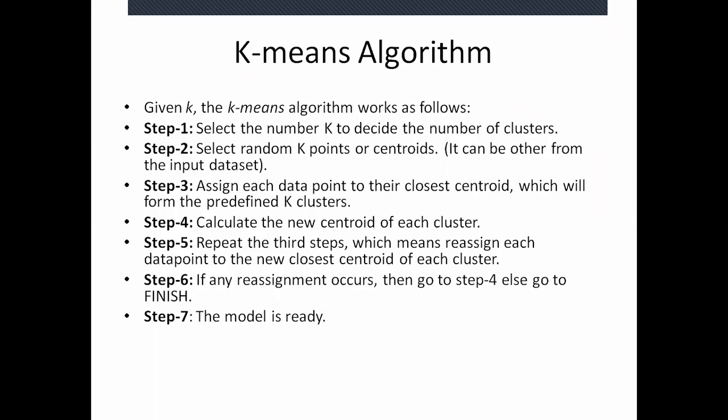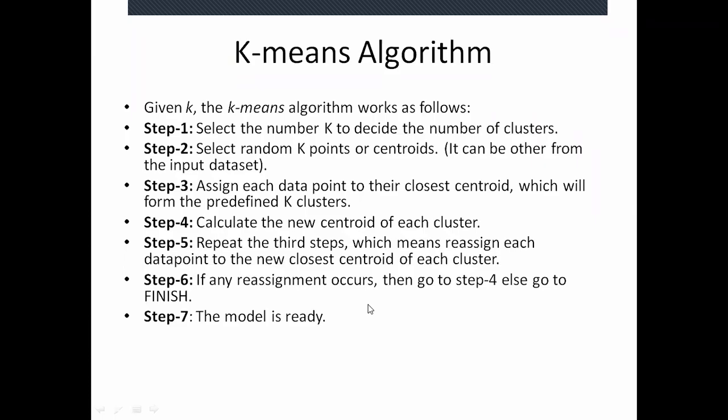After assigning each data point to a centroid, we need to find the new centroid of each cluster, because the centroid of a cluster may change. After this, we need to repeat these steps. If any reassignment is occurring, we need to repeat the step. If there is no reassignment, meaning the data points are not changing and the centroids are not changing, that is the termination criteria.